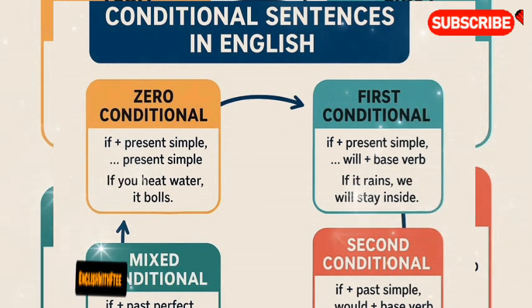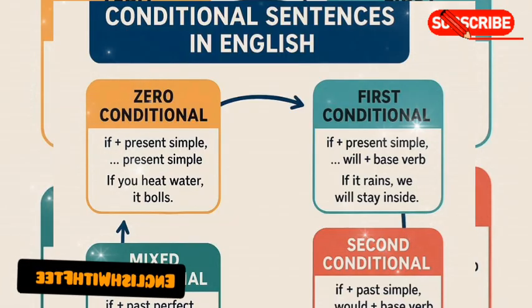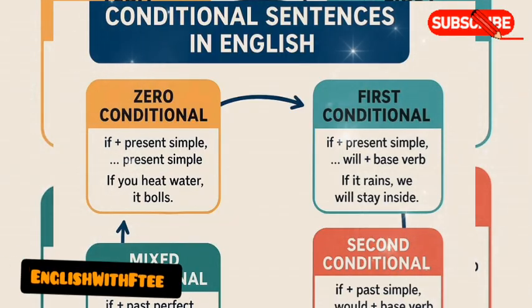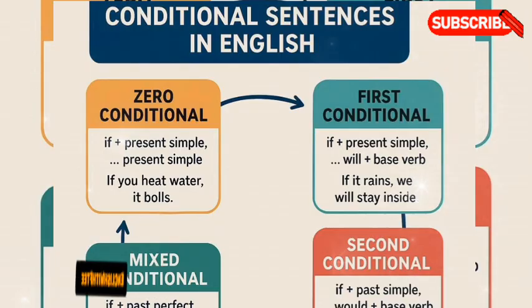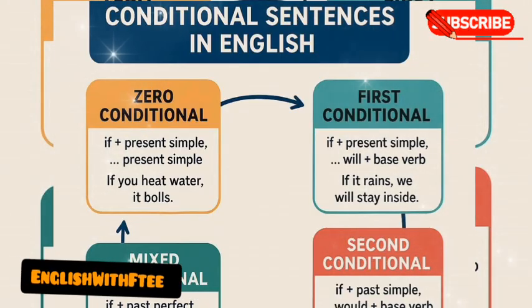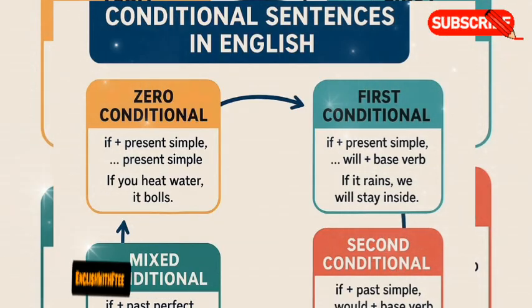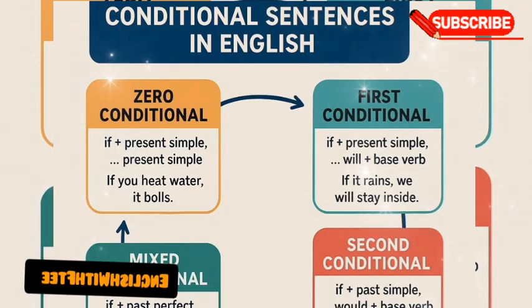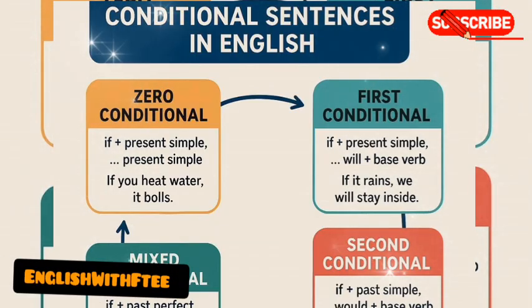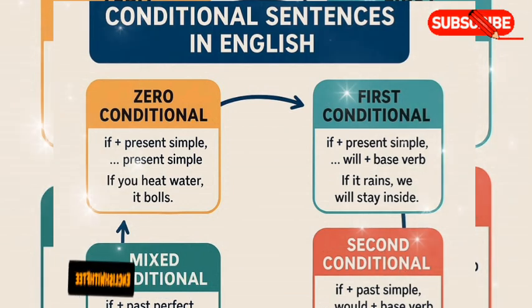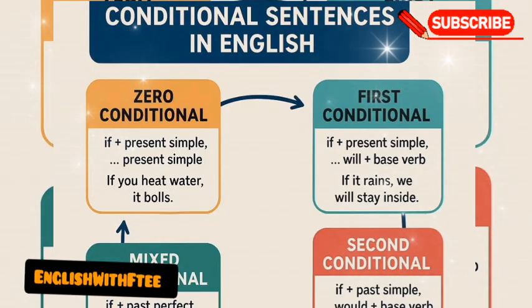They include the zero conditional, statement of fact and universal truth. The first conditional, real possibilities and their potential outcomes. The second conditional, hypothetical situations that are unlikely or impossible. The third conditional, past hypotheticals and their consequences. The mixed conditional, a blend of the past and present hypotheticals.